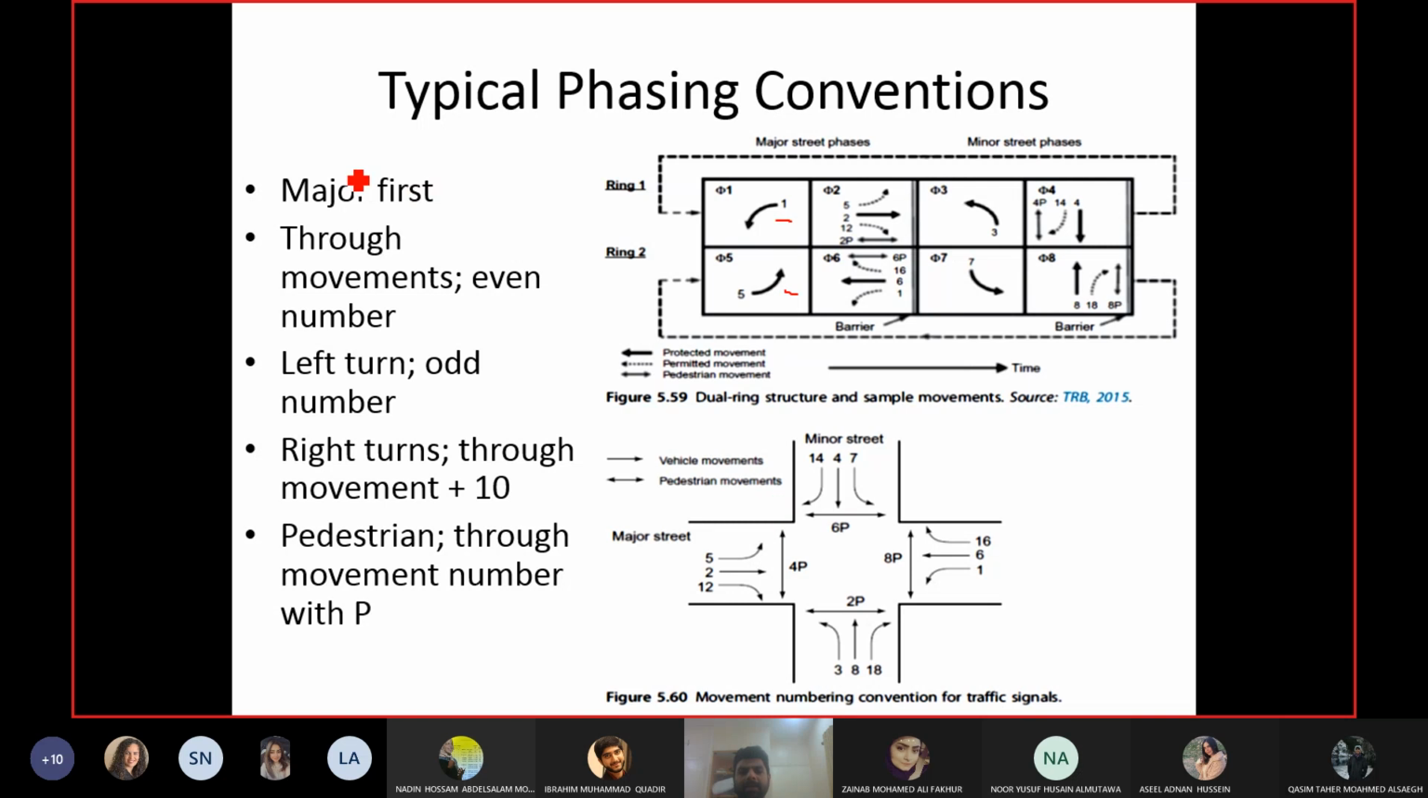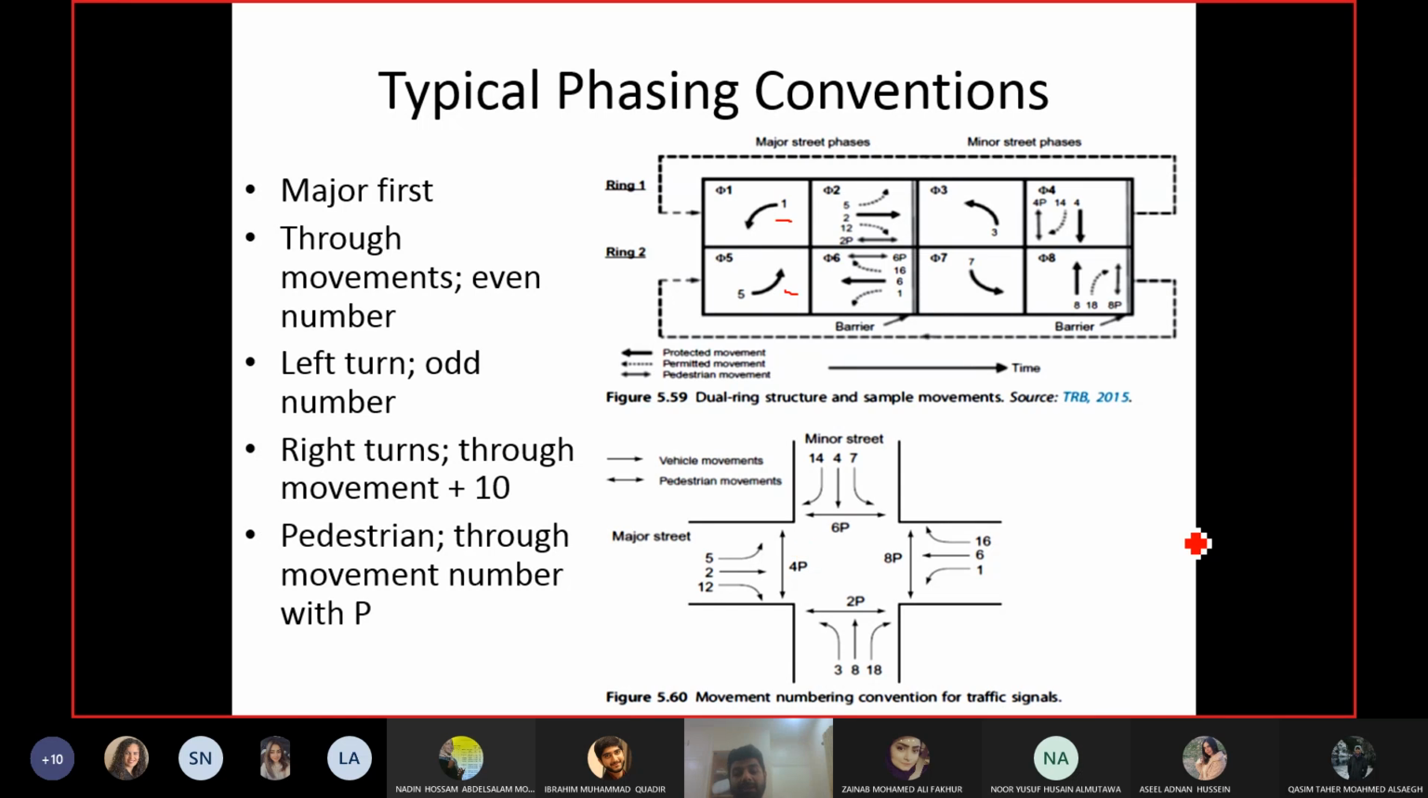Then there are some notations given. Always mark, or always code, the movements on the major street first. So if this is the major street east-west, then you should number it first, then the minor street. Secondly, the through movement is coded with even numbers and the left turning is coded with odd numbers. So you can see it here: 6 through movement, left turning 1, and 2 through movement, left turning 5.